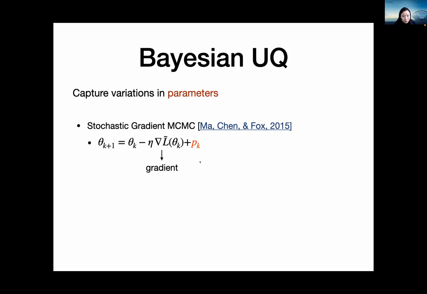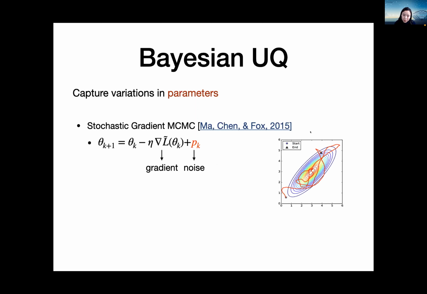Here, the only thing we need to modify in the stochastic gradient in order to obtain uncertainty quantification with SGMCMC is to add this type of noise, P of K. We can prove that if the noise P of K satisfies a certain distribution, then the posterior will converge to the true posterior of the Bayesian distribution. Therefore, it gives the uncertainty of the parameters. This picture shows the dynamics of stochastic gradient MCMC and how it converges to the stationary point. So this is one type of Bayesian UQ method.